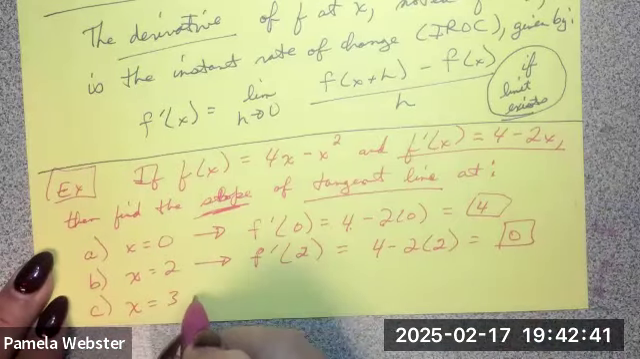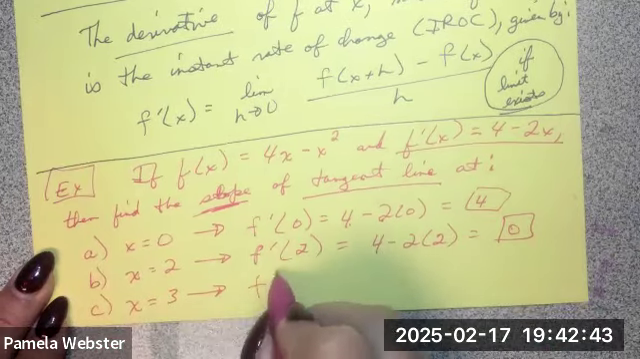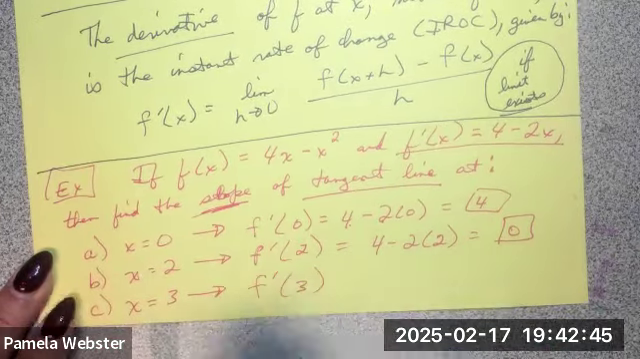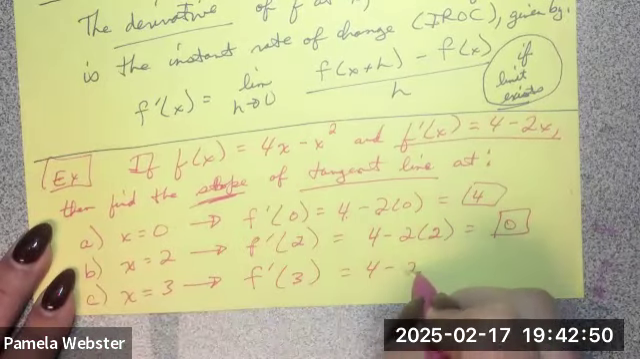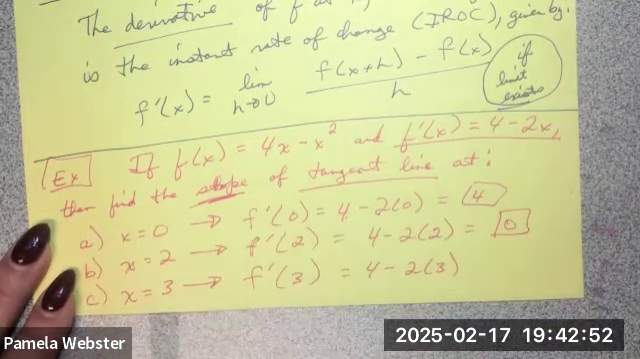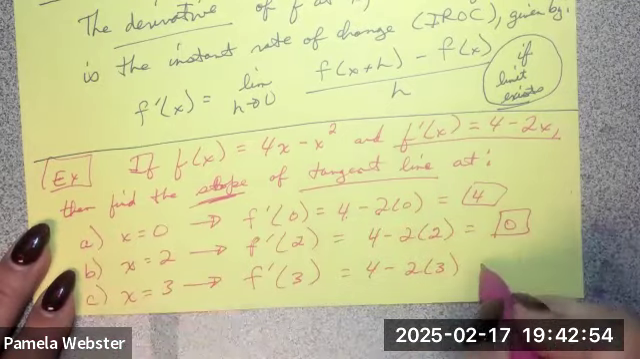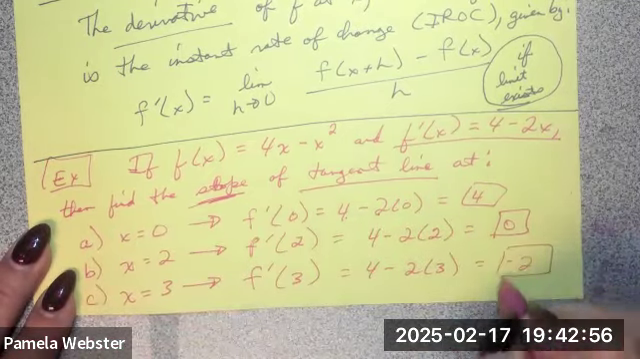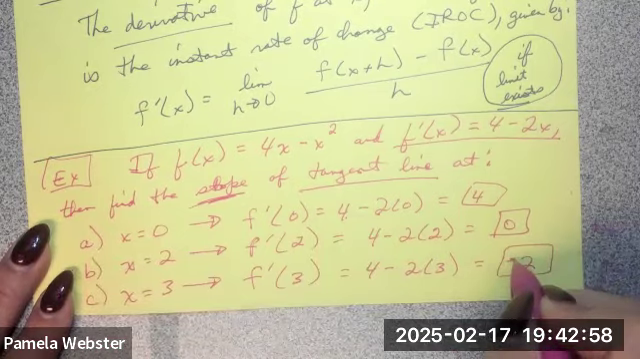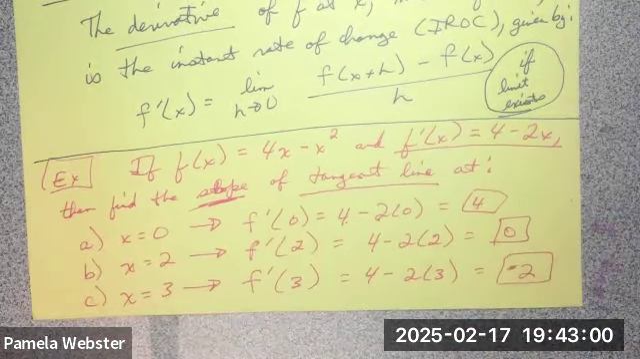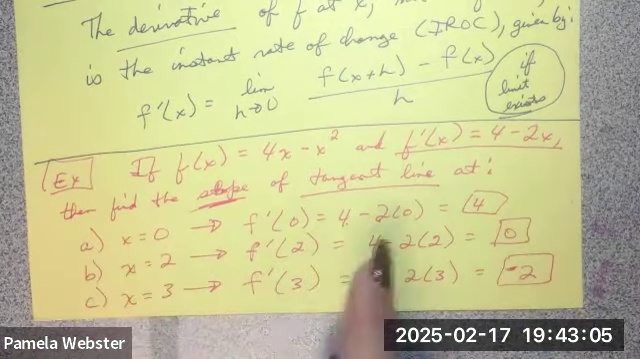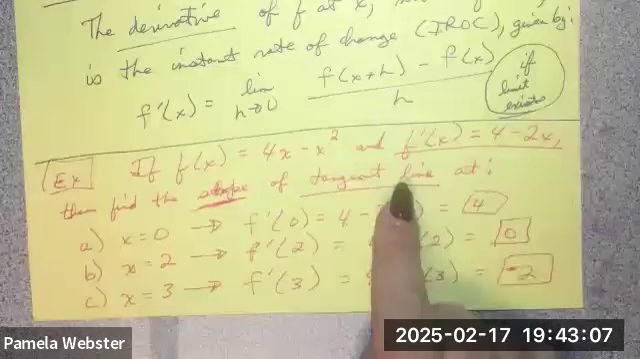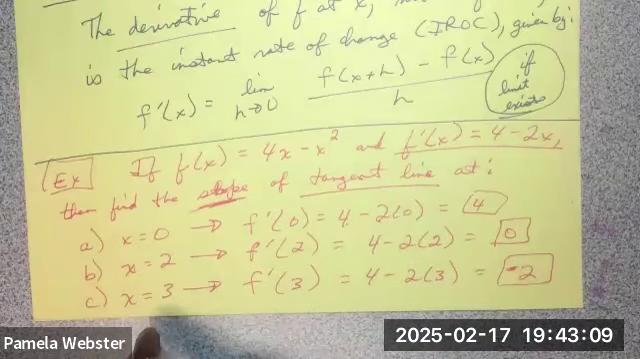Okay, and then let's do one more. What if x equals 3? And I want you to do that one all by your lonesome. So think about it for a second. f prime of 3. 4 minus 2 times 3. I'm getting a negative 2, right? Is that what you get? I hope you're saying, I get -2, Dr. Webster. Okay, so the idea here is that the slope of the tangent line changes depending on where I am on x.